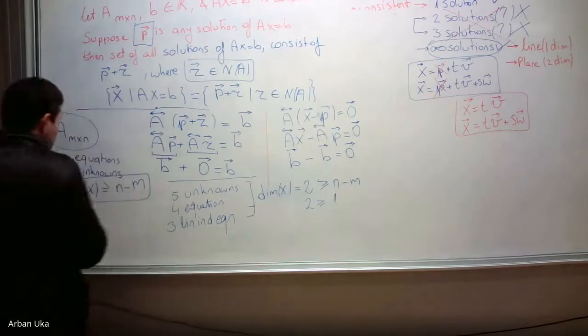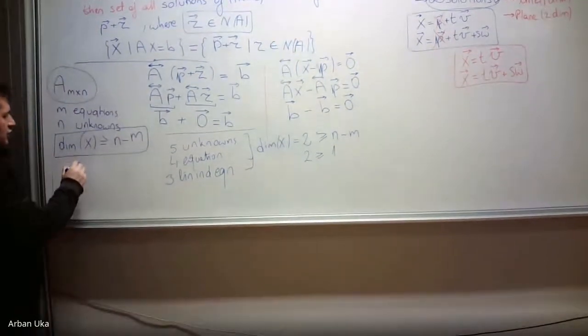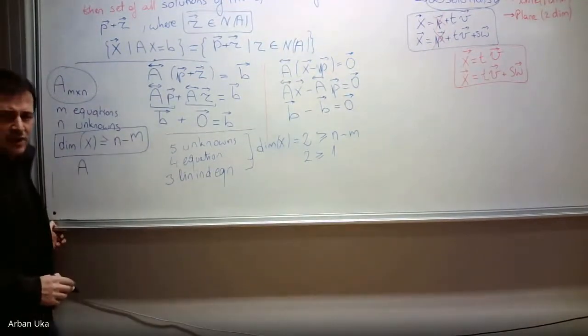Why do we call this the dimension of the solution space? Because the solution is x, the unknown.